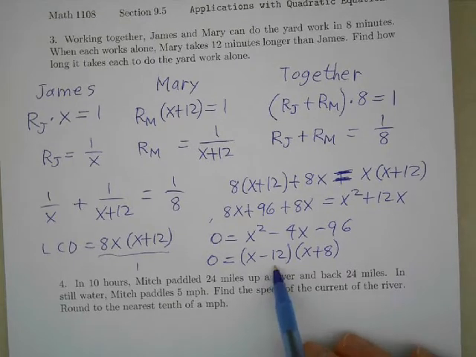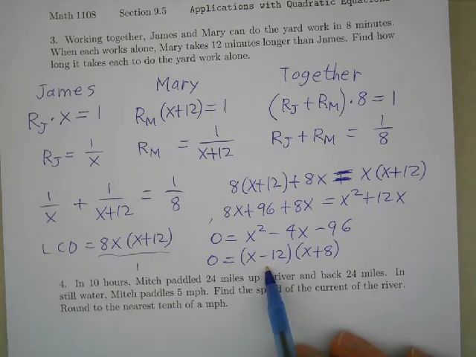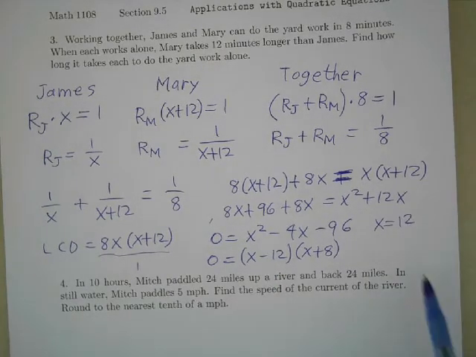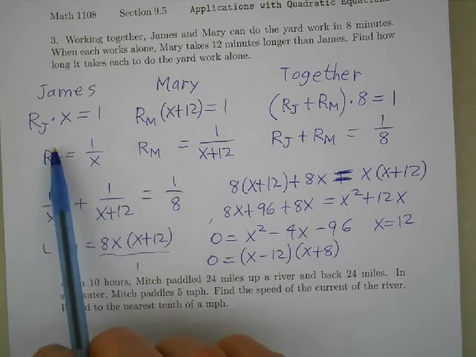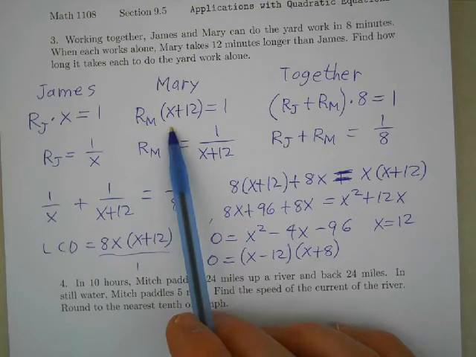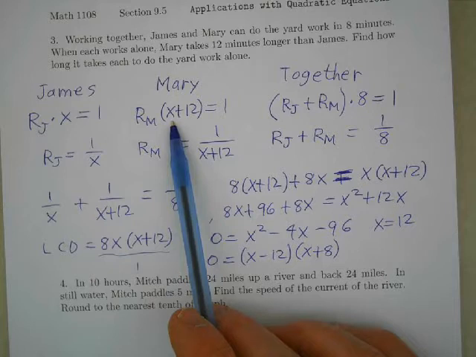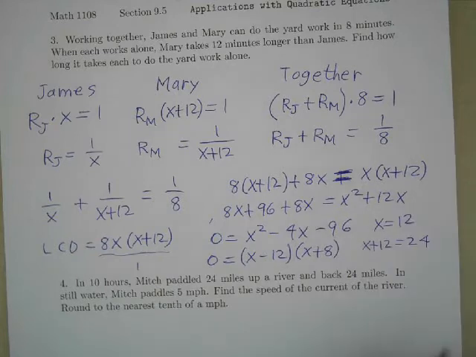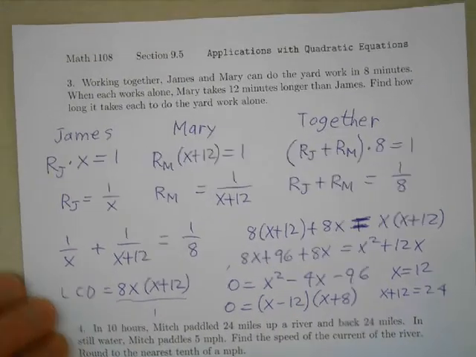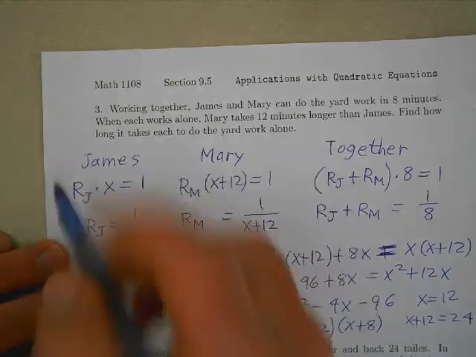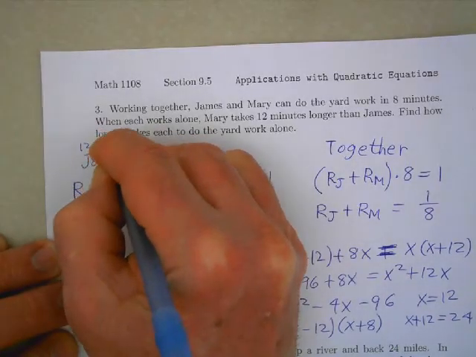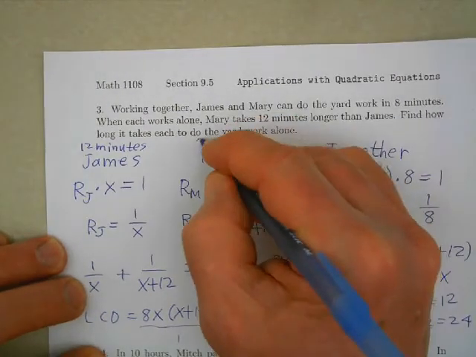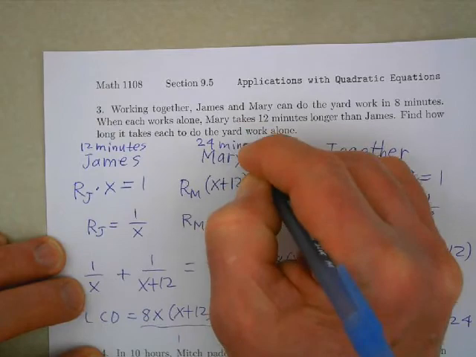Only one of the solutions is positive, and that's the one that makes sense. So x equals 12. That's the number of minutes it takes James by himself, and Mary takes 12 minutes longer. Her amount of time is 12 plus 12, so x plus 12 is 24. So up here I'll just write that James will take 12 minutes to do the yard work by himself, and Mary takes 24 minutes to do the yard work by herself.